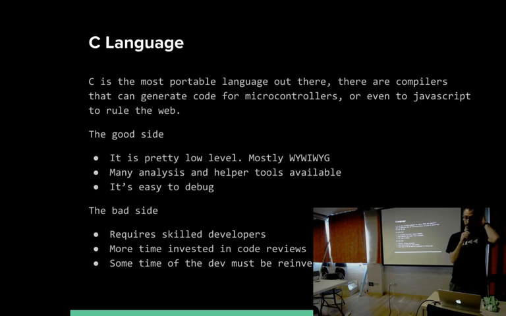But there are some bad sides. The bad side of C is that it requires skilled developers. I mean, you will learn programming C in the university. You will probably need 10 more years to be sure that what you are writing is correct, or more correct than before. I mean, I'm evolving as a programmer, and I think that everybody is evolving in the same way.